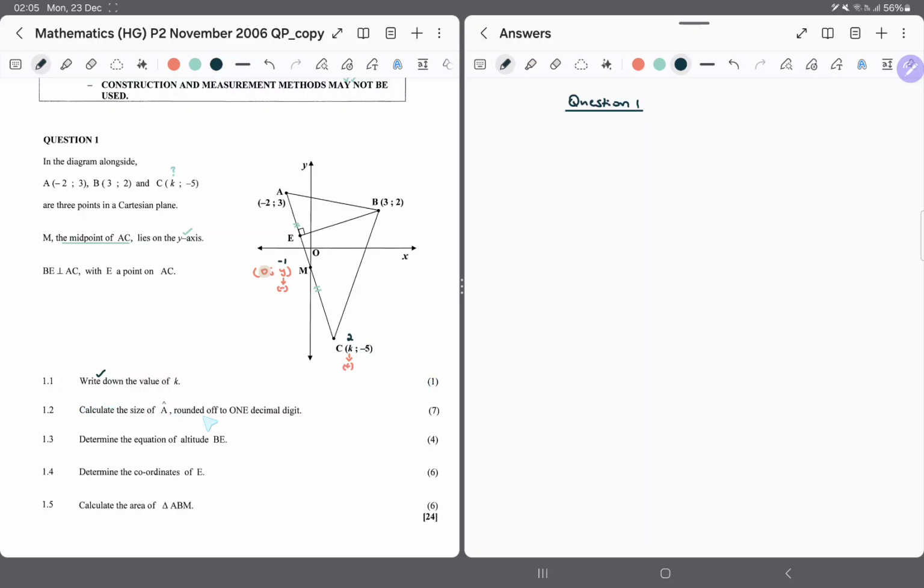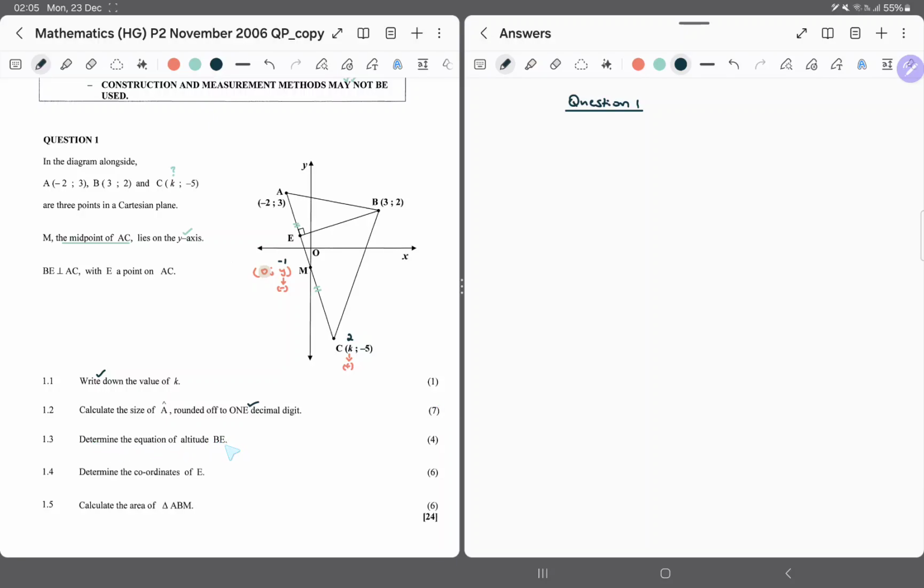Calculate the size of angle A, rounded off to 1 decimal digit. If we look at angle A, we will appreciate for sure that angle A is that angle here. We've got this coordinate in 4, so we can use the cosine rule, because we can find the length of AC, the length of AB, and the length of BC, and then use the cosine rule. We are sorted. Always just check, this is worth 7 marks, it's good.